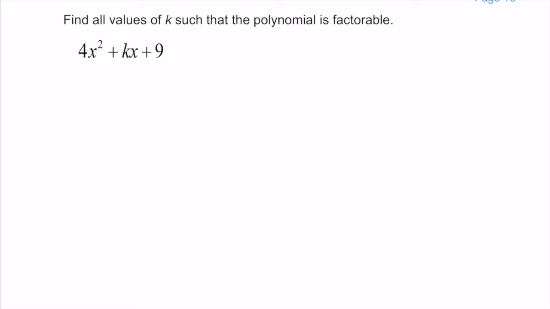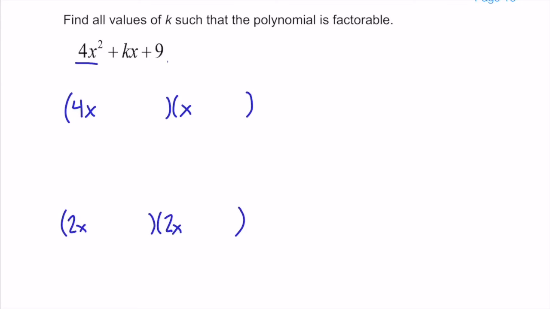All right, now, these problems are really going to test your understanding of how to factor. So the goal here is to find all the values of k such that this polynomial will be factorable. So what I need to consider are, how can I multiply to make 4x squared? Well, we've seen this before. I've got 4x and x, or I've got 2x and 2x.